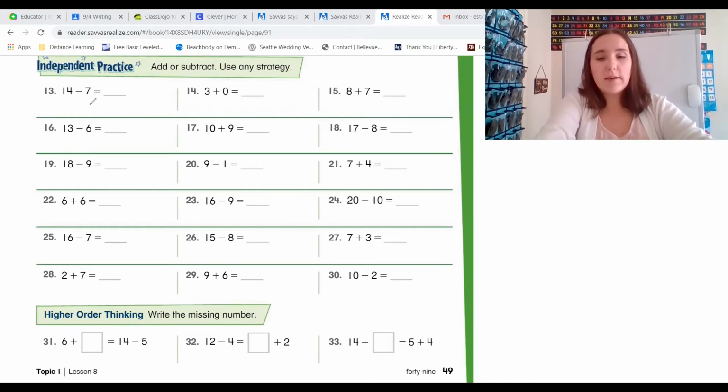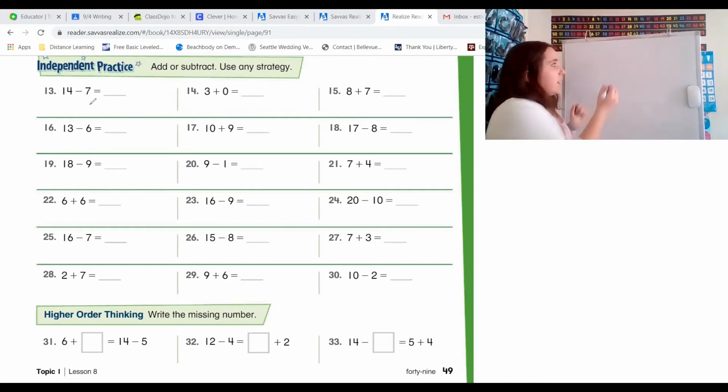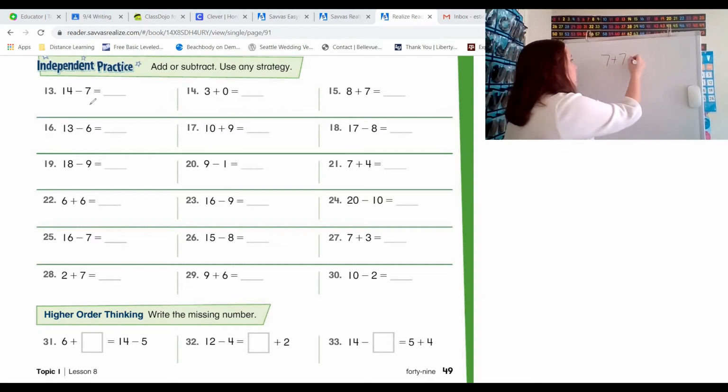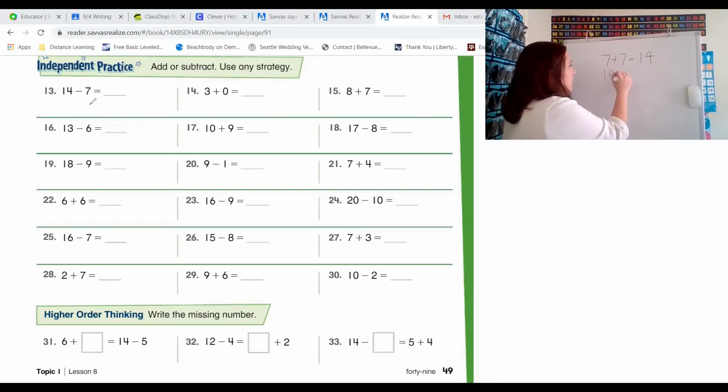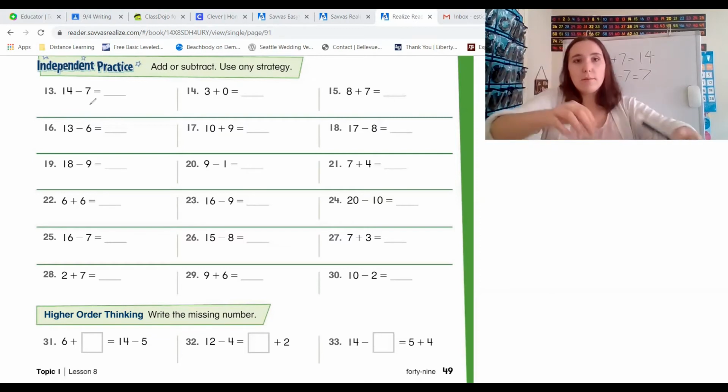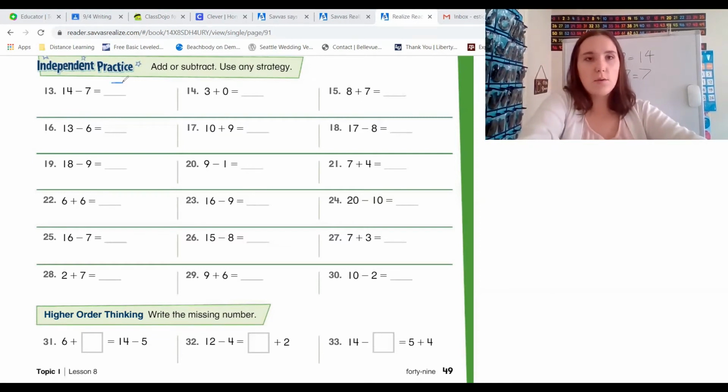Okay, 14 minus 7. Well, I know that 7 plus 7 equals 14, which means the related subtraction fact is 14 minus 7 equals 7. Okay, so don't forget about those related facts that you can use.